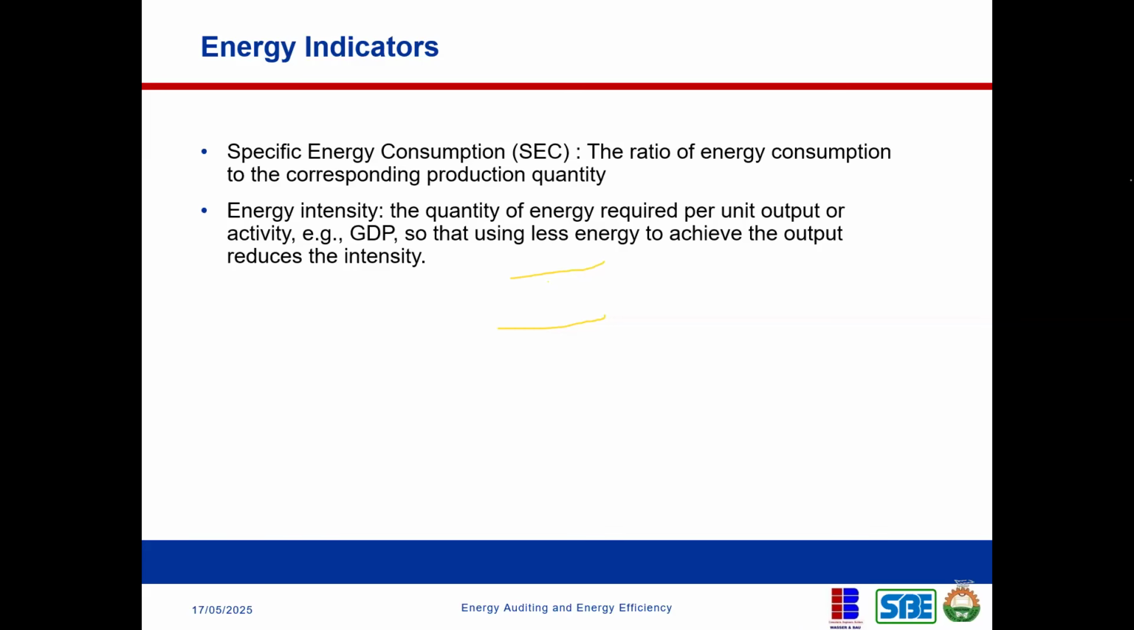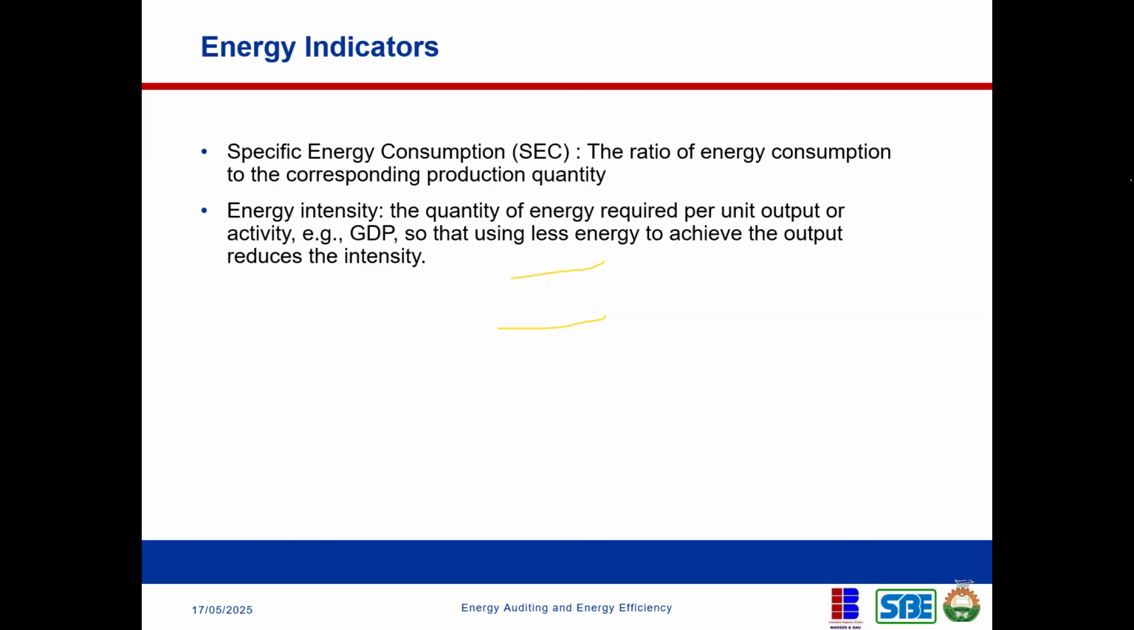That's why we're also sharing this knowledge and experience. I've been involved in so many industrial energy audits, so I can tell you from experience what is going on. Now, these are energy indicators. There's another one called energy intensity, which is basically at a higher scale. Energy intensity is the quantity of energy required per unit output or activity. For example, GDP: the way you measure the GDP of countries is based on the amount of energy resources they have expended to generate that level of GDP.